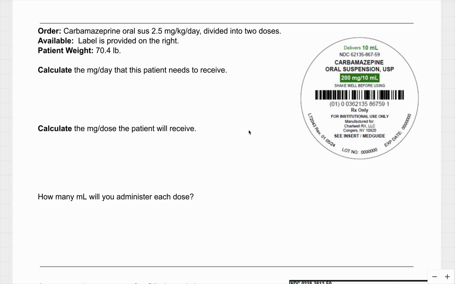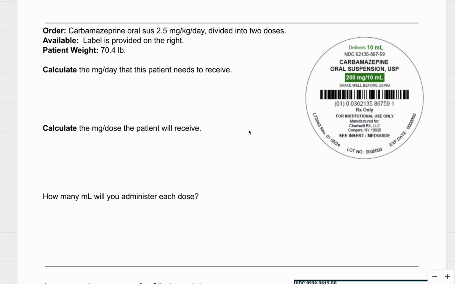Let's go to this next problem. So we have this medication, carbamazepine. It's an oral suspension, so that means I know it's a liquid. And the individual is ordered to receive 2.5 milligrams per kilogram per day, and then that needs to be divided into 2 doses. And then we're given the medication label.